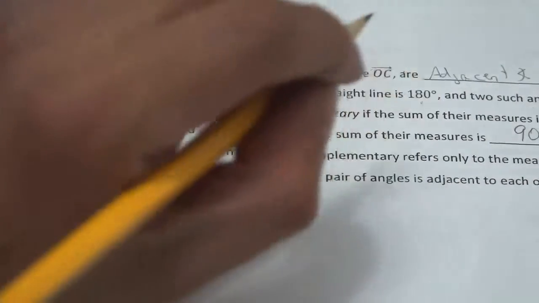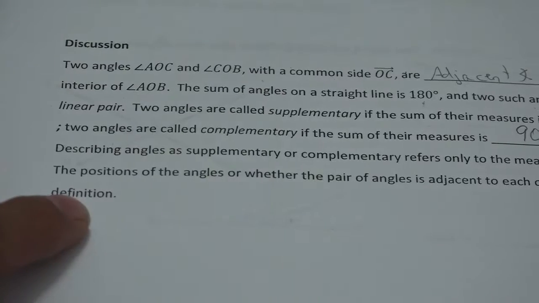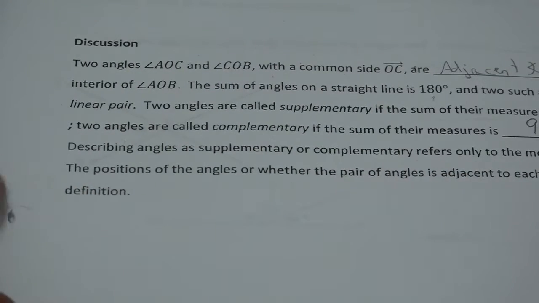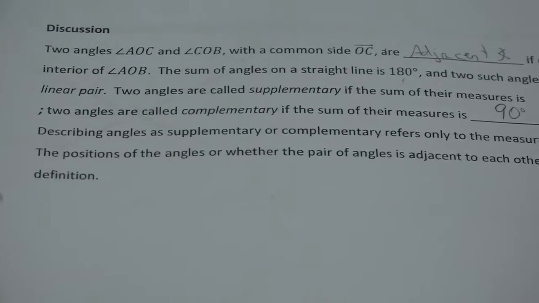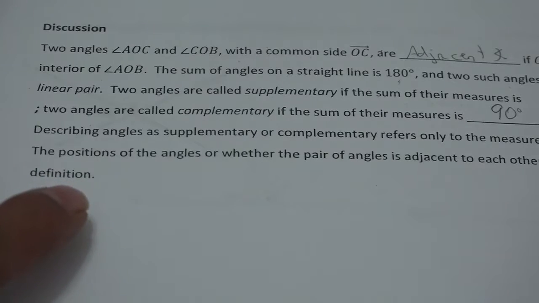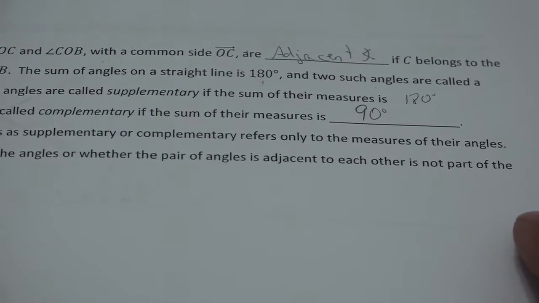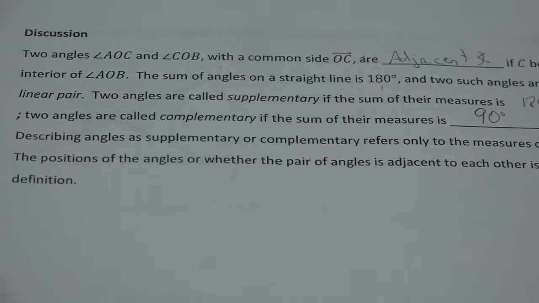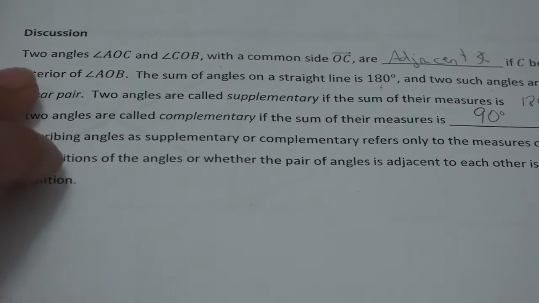Two angles are called complementary if the sum of their measure is 90 degrees. Okay. I get it. Now, describing angles as supplementary or complementary refers only to the measure of their angles. The position of the angles, or whether the pair of angles is adjacent to each other, is not part of the definition. Okay, so the position, or whether they're adjacent is not part of the definition.